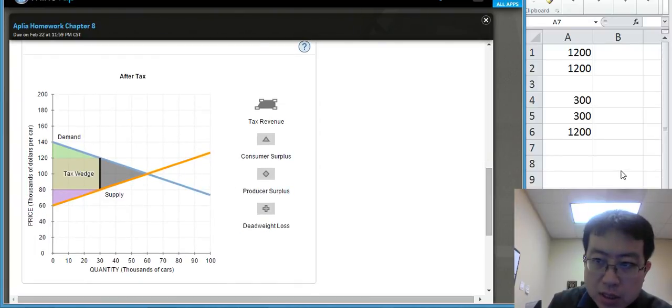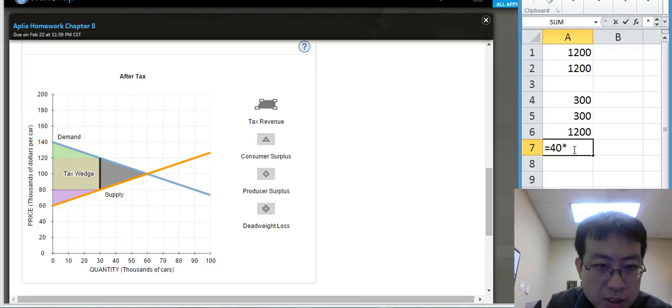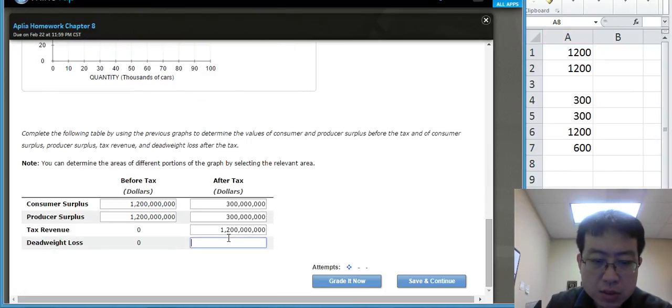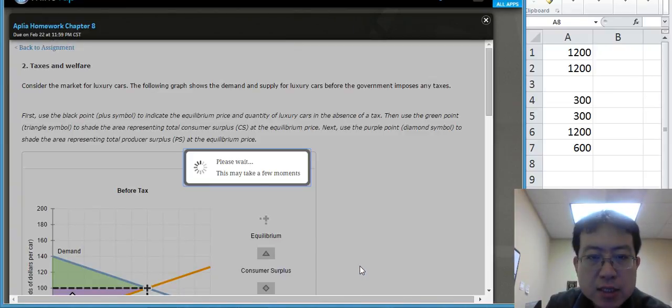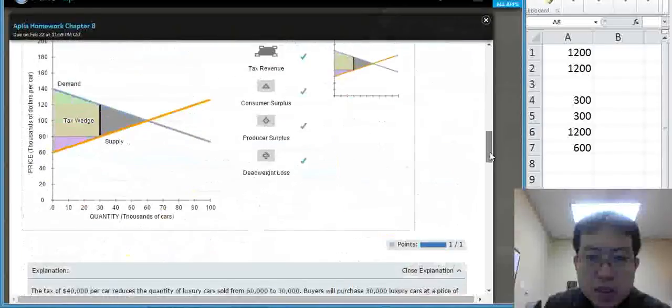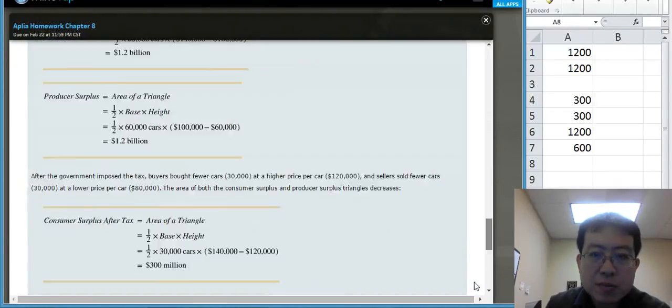And then the last one, the deadweight loss. The vertical distance is 40, from 80 to 120, times the horizontal distance, which is 30 to 60. That's another 30, and then divided by 2, that will give you 600, and 6 zeros. Alright, and then cross our fingers, let's see if we get it right. Okay, let's see. Good, and good. Alright, so this is how you do number 2. If you have any questions, let me know. Thank you very much.